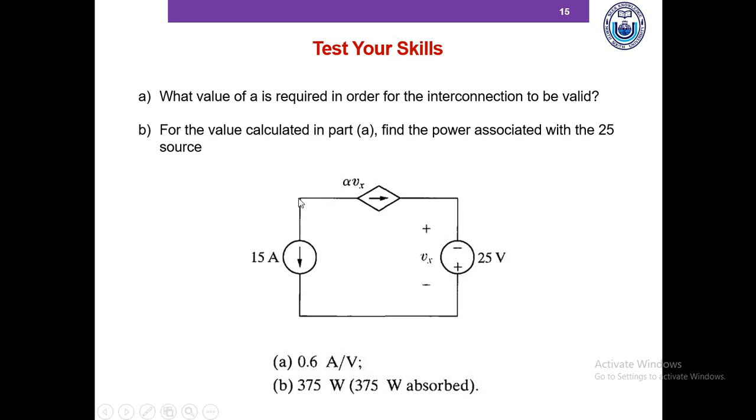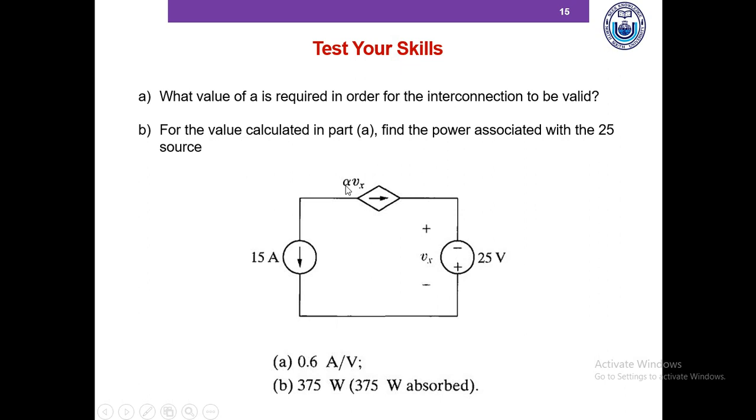Here, if you just take KCL at this node, you have alpha Vx plus 15 equals to 0, and Vx is basically minus 25, because the polarity of Vx is defined as positive on top and negative at the bottom, but the polarity of this voltage source is negative on top and positive on bottom. If you invert the polarity of this voltage source, you can make it plus and make the bottom minus, provided that you change the sign. That is, it becomes minus 25 volt, and then the polarity of this voltage source matches with the polarity of this variable, which is Vx becomes equals to minus 25.